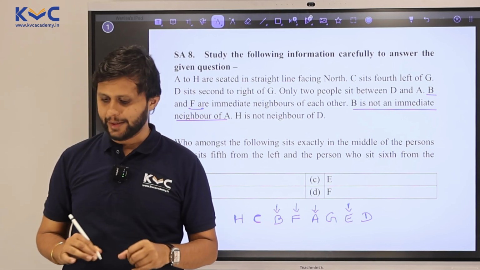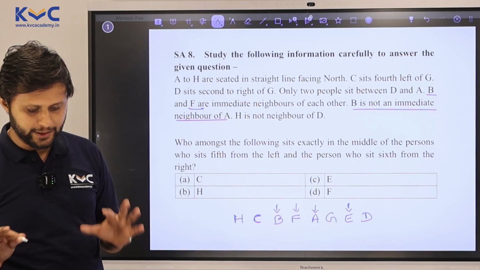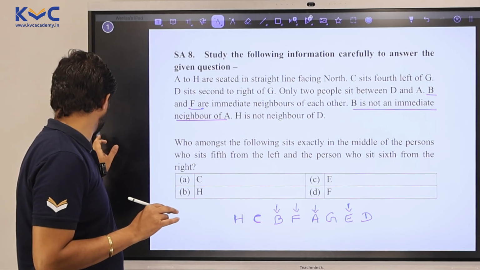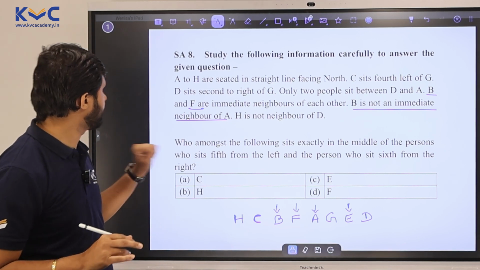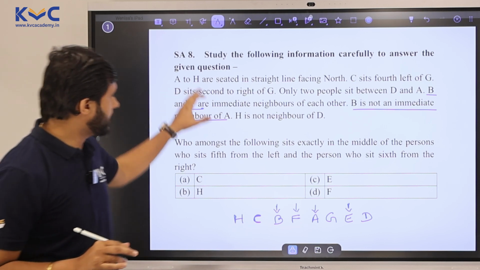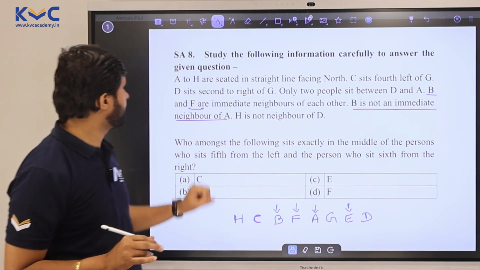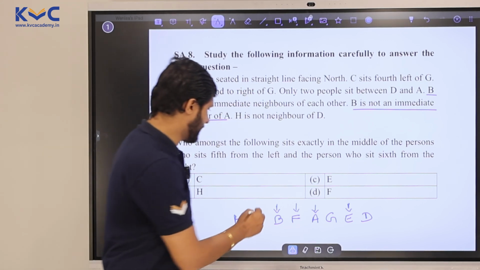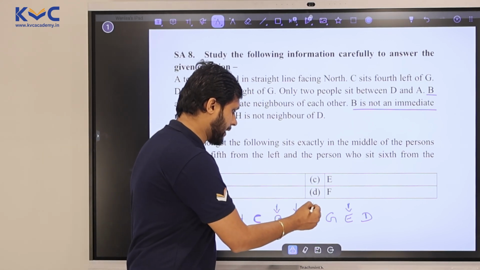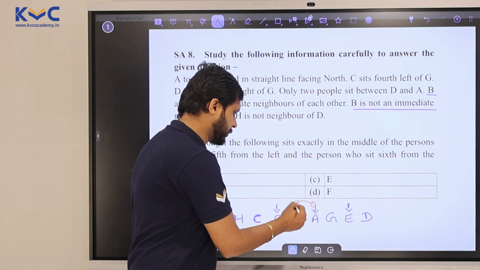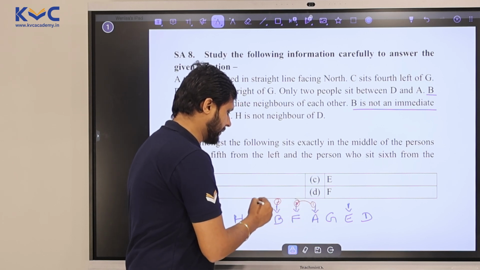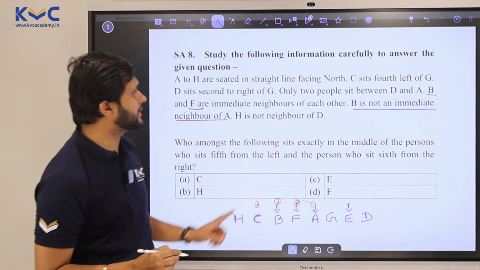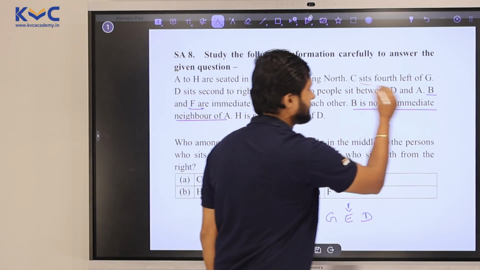Fine. So we'll try to satisfy all the conditions now. We'll do it slowly. A to H are there. All the letters are there. Straight line facing north. C sits 4th to G. So we have C 4th to G. Here we have 1. Here we have 2. Here we have 3. And here we have 4. 4th. So this condition is met. Till here it is done.